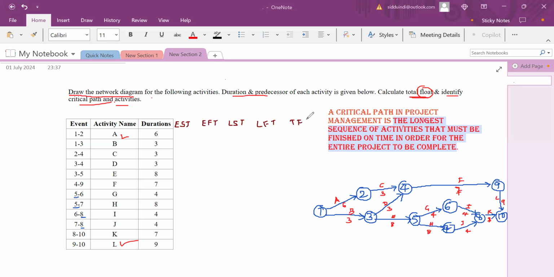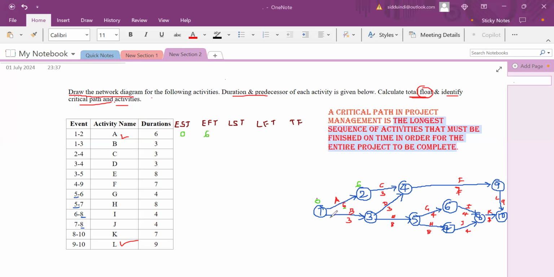See here, now we'll start with the early start time. For this particular activity, the earliest we can start is from 0 hours. Consider that we are starting with 0. Now, what is the earliest possible finish time? With respect to the duration, 0 plus 6 is 6, which means early start is 0 and early finish is 6.